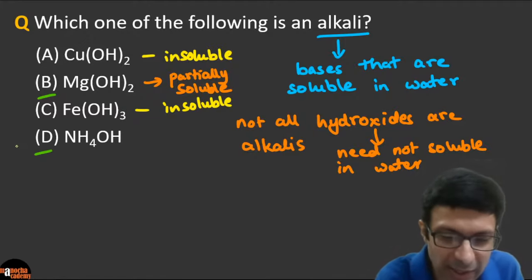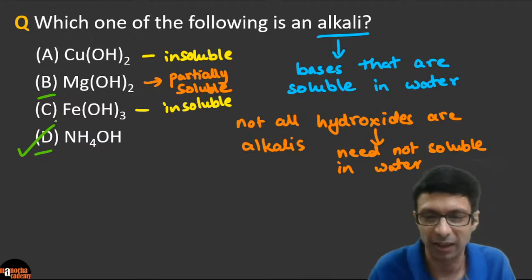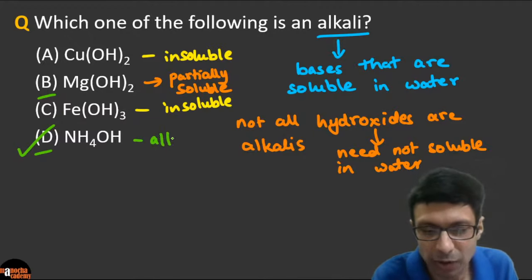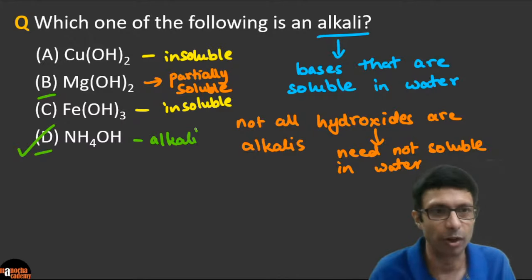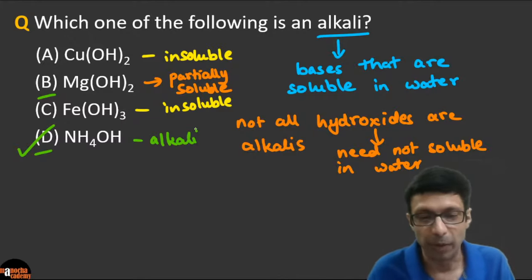The correct answer is this guy, ammonium hydroxide. This guy is an alkali because it is nicely soluble in water. Okay, right? So please remember.